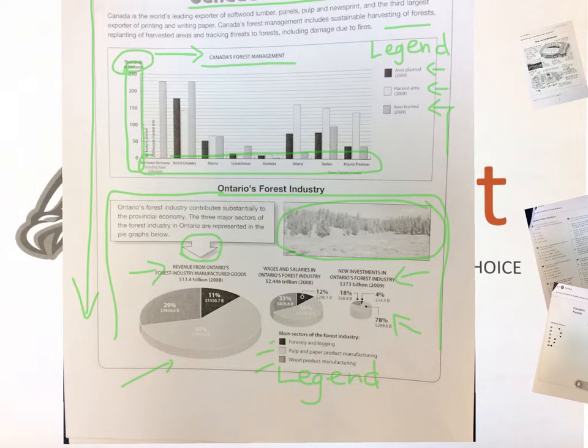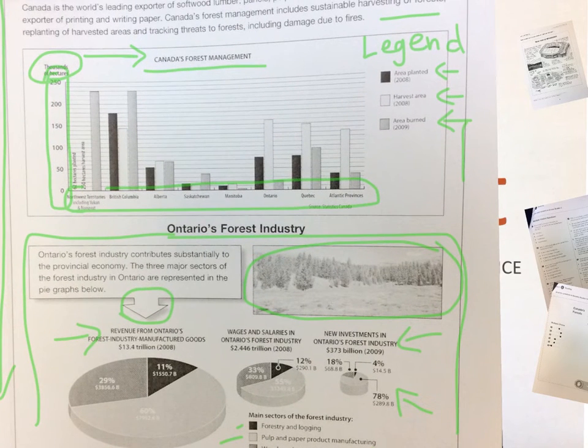Well, we have 2 legends on the page. Each of them gives us different information. Looking at the first legend for Canada's Forest Management in the chart, the legend tells us about areas planted in different years, the harvest area and the area burned. So we have 2008 and 2009. And each of these bars represents, for each province, those 3 factors and their respective years.